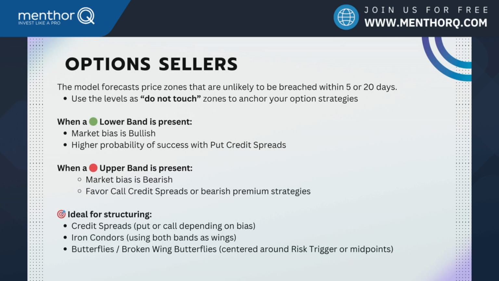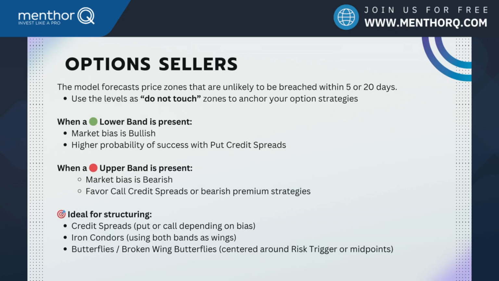The next strategy where users can leverage our swing trading model is if you are an option trader, and in particular an option seller. The model is really looking at price zones that are unlikely to be breached within the next 5 or 20 days, right? So you can use the levels as do-not-touch zones to understand where you can place your strikes for your option trading strategy. So when we see a lower band, the market bias is bullish.